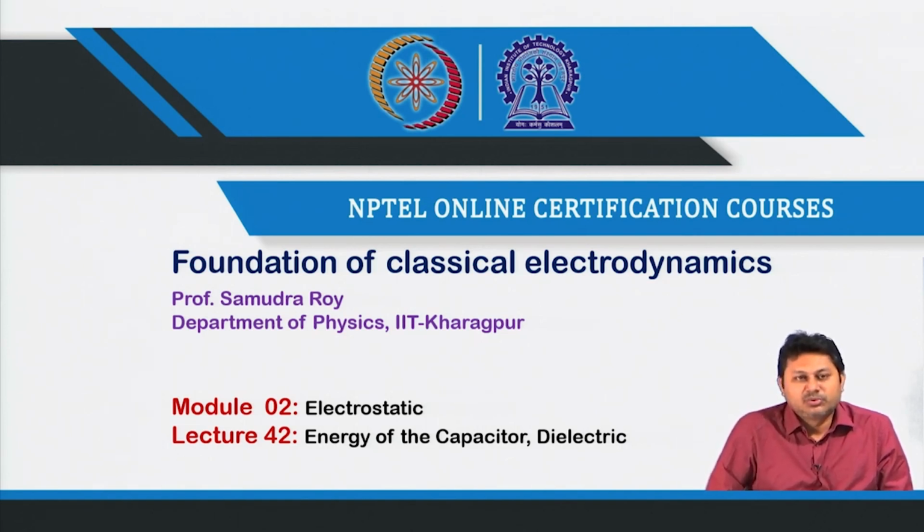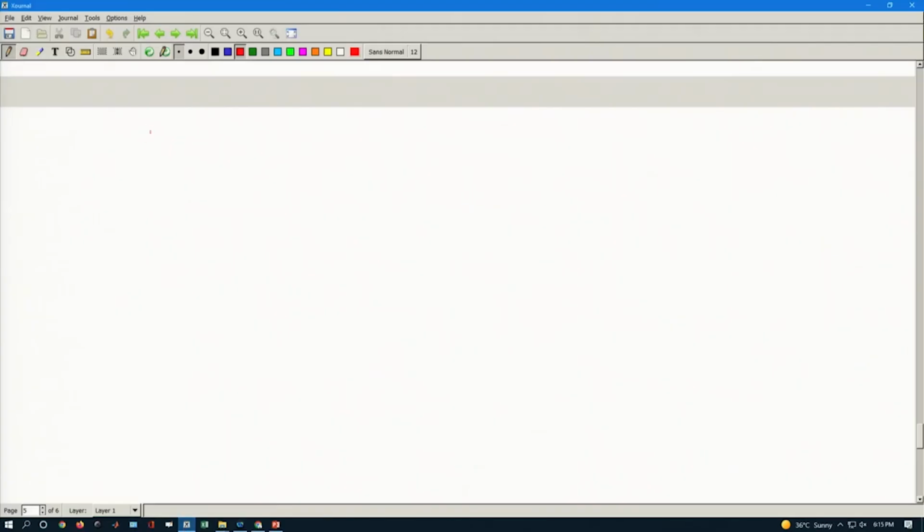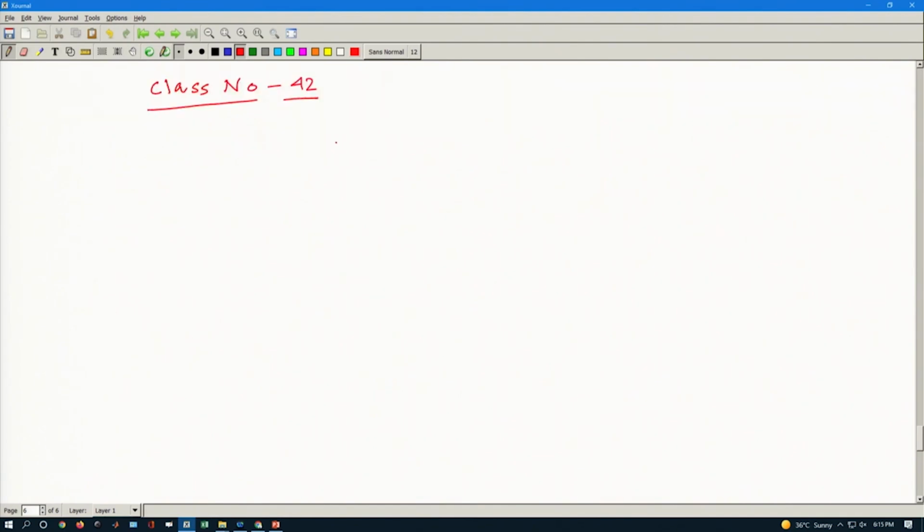Under module 2, today we have lecture 42, and in today's lecture we are going to calculate the energy stored in a capacitor and start the discussion on the dielectric. So, in the last class we started our discussion on the capacitor.